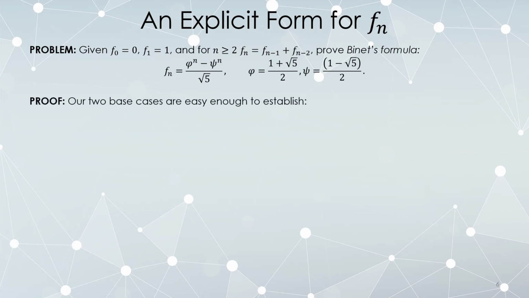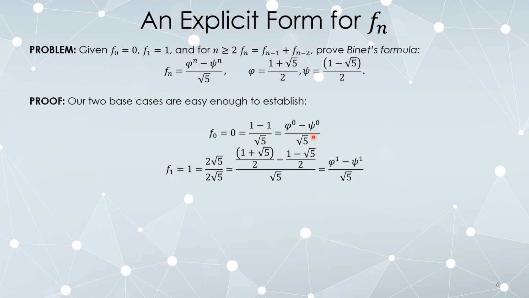So the two base cases are actually pretty easy to establish. We know there's two base cases because our recursive formula looks 2 steps into the past. So f sub 0 was just given to be 0. If I compute phi to the 0 minus psi to the 0, well, while these numbers are complicated, raising them to the 0 power is pretty straightforward. It's 1 minus 1. Who cares about the denominator? That is in fact equal to 0. So yes, f sub 0 is 0, which does match the desired formula.